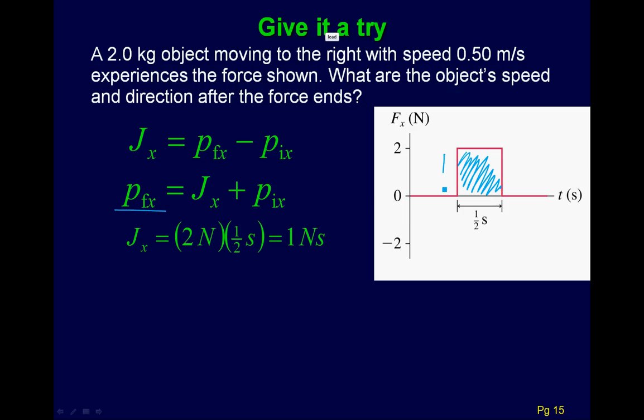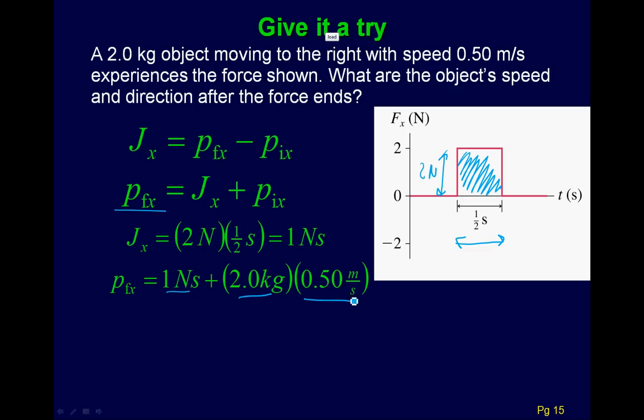Well, it's got a height of 2 newtons, and then the width down here of 1/2 second. And so altogether it's 1 newton-second. And so when I plug that into the equation, I plug in the 1 newton-second, and here's the mass of the object and its original velocity.